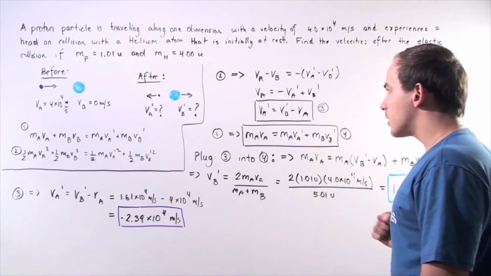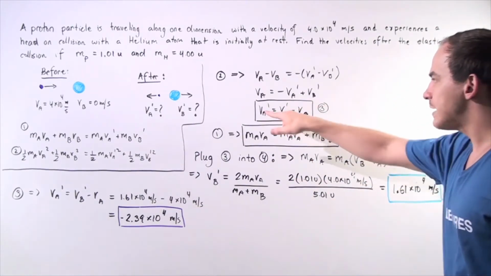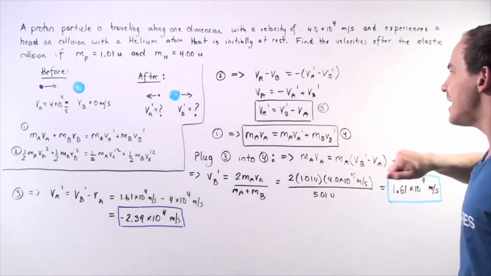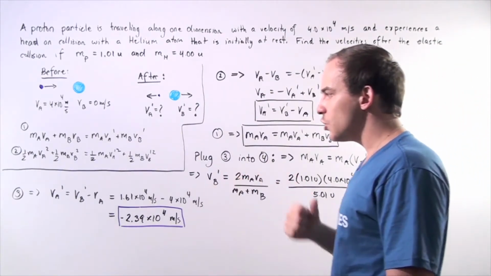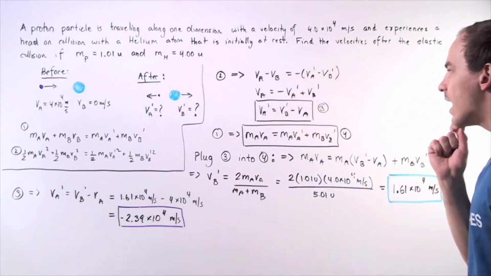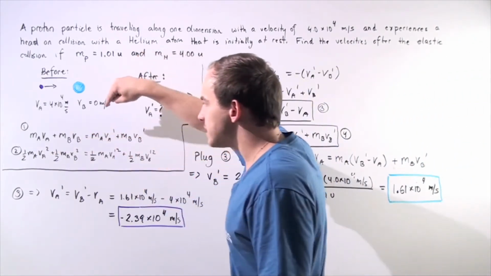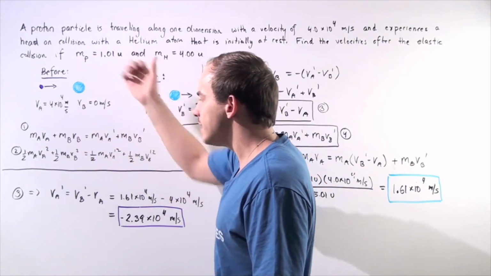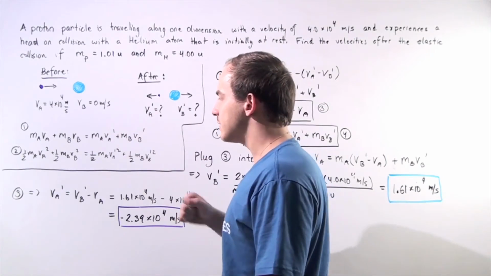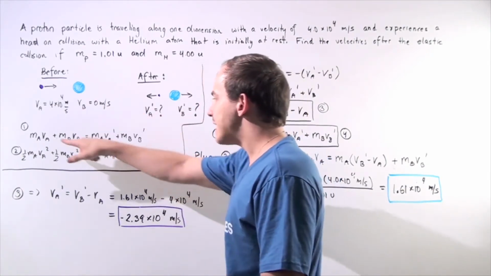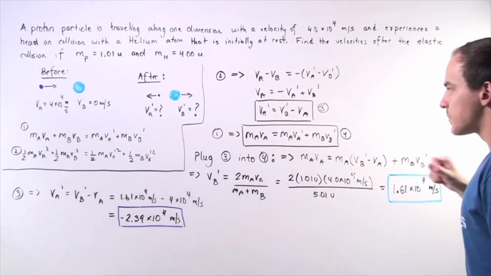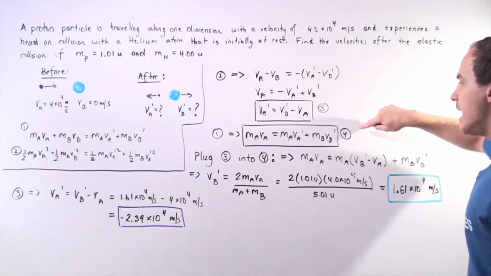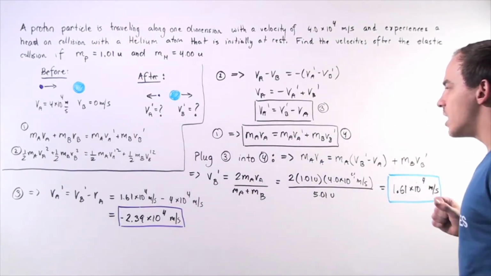So let's rearrange our equation for VA prime. We get VA prime is equal to VB prime minus VA. Let's label this equation as equation 3. We're going to use it in just a moment. Now, let's take equation 1 and notice that we have MB times VB. Since our helium atom has an initial velocity of 0, this term goes to 0. And so we're left with the following result: MAVA is equal to MAVA prime plus MBVB prime. Let's label this equation as equation number 4.